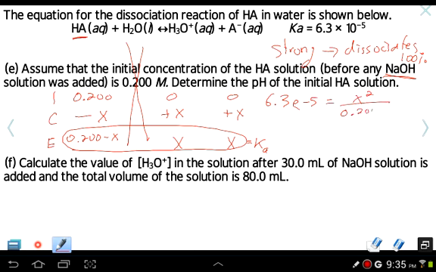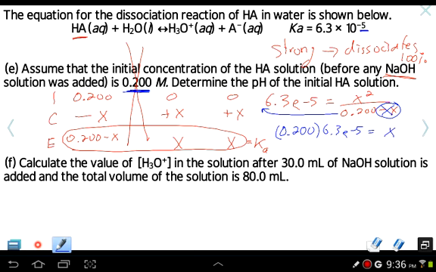0.200 minus X. Now recall, this is when we used the shortcut, and the way we used the shortcut is we actually ignored this minus X to make the problem solve easier. And we can do this as long as our initial concentration is 3 orders of magnitude different from our Ka, and here it's 5 orders of magnitude, actually more like 4 orders of magnitude. So we're within our rights to do this. So we can actually get rid of minus X, and the equation simplifies. I'm going to move the 0.200 here. So we got ourselves 0.200 times 6.3 times 10 to the negative fifth equals X squared.